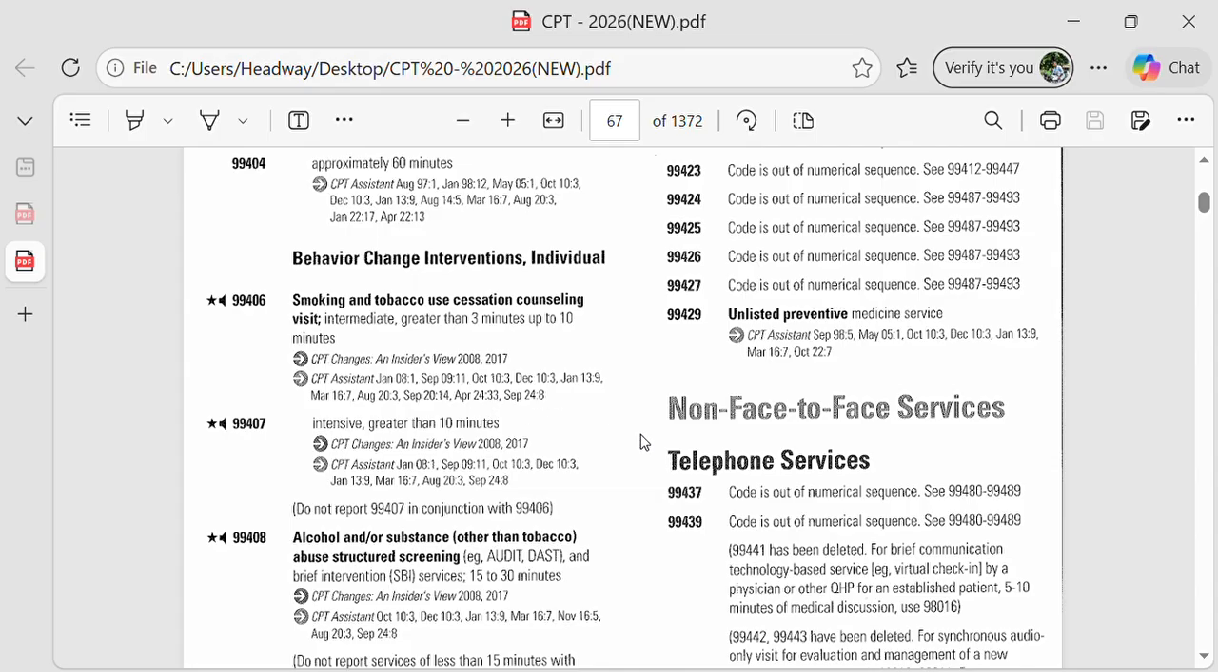If it is beyond 10 minutes, however much time, anything after 10 minutes, you can give only 99407. It is enough. No need to give the other one, because it is clear. Only 99407, because it is clearly stated: intensive, greater than 10 minutes.